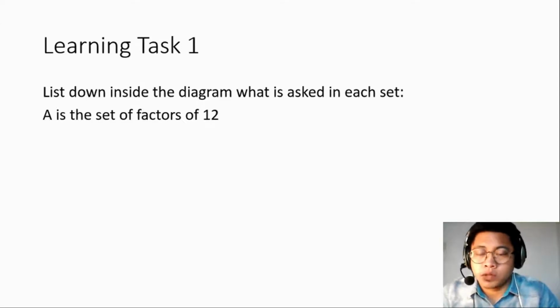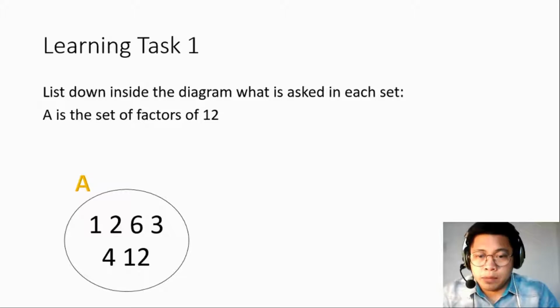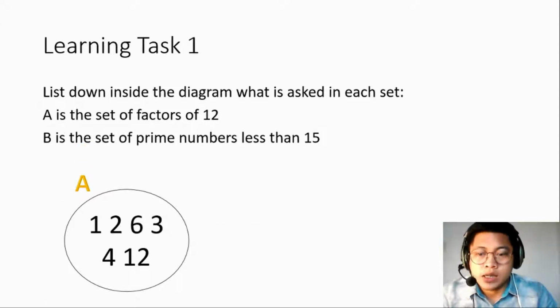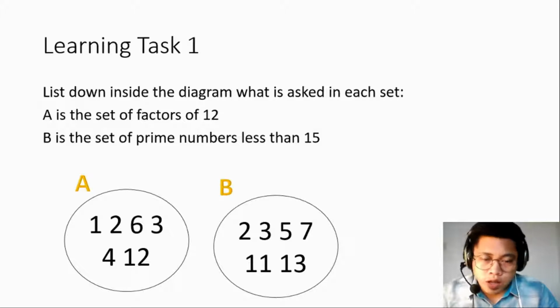Learning task number 1. List down inside the diagram what is asked in each set. Set A is the set of factors of 12. So, the elements of set A are 1, 2, 6, 3, 4, and 12. Set B is the set of prime numbers less than 15. The elements of set B are 2, 3, 5, 7, 11, and 13.